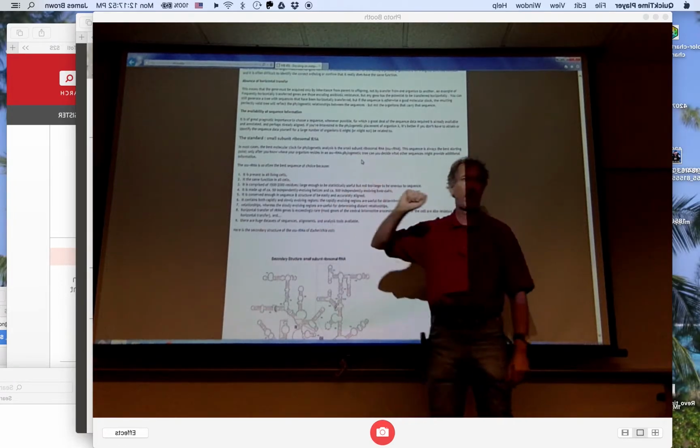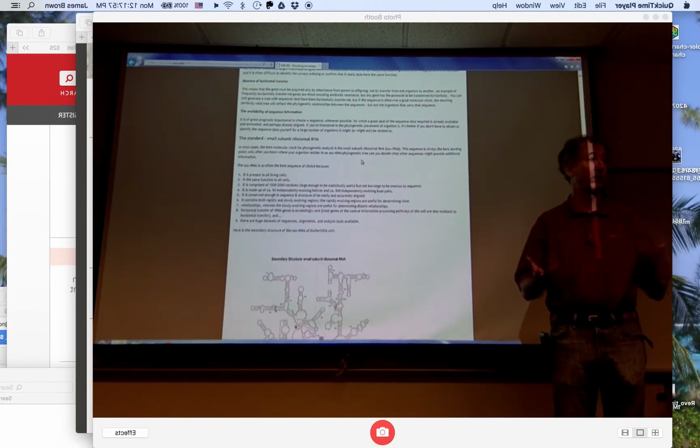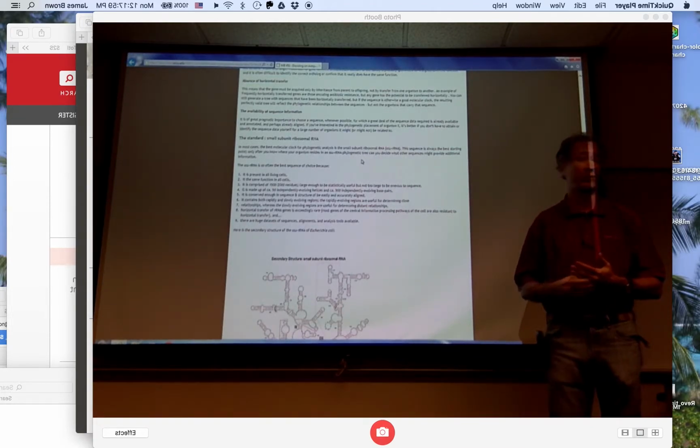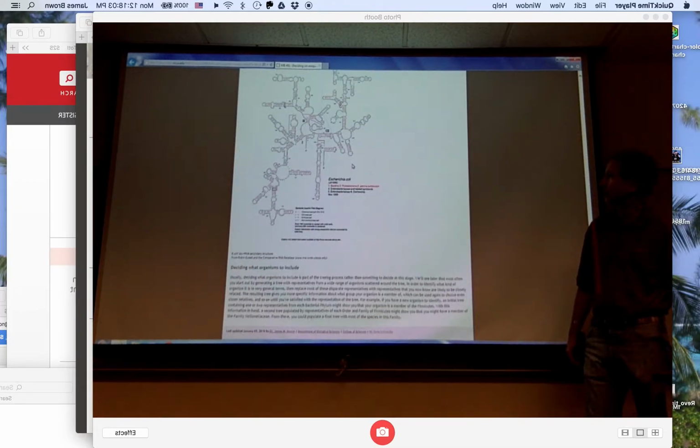Lastly, there are huge databases of sequences and sequence tools that are really easy to use, and those of you in the lab will get to use that as the current project. Here's a secondary structure.